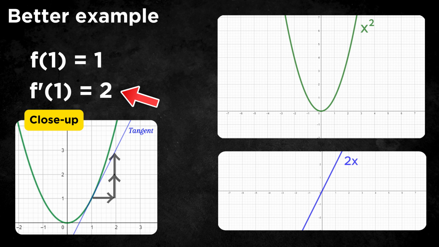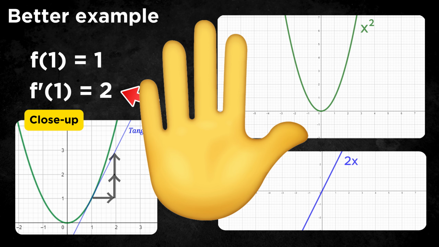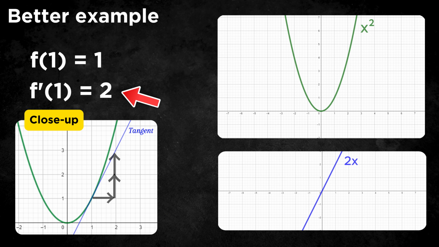Therefore, if we have a function that isn't just a straight line like in the first example, but more curved like in this example, the slope of the tangent line at any point will equal the derivative of the function at that point. But wait, now that we know what a derivative is, how do we calculate the derivative of a function?